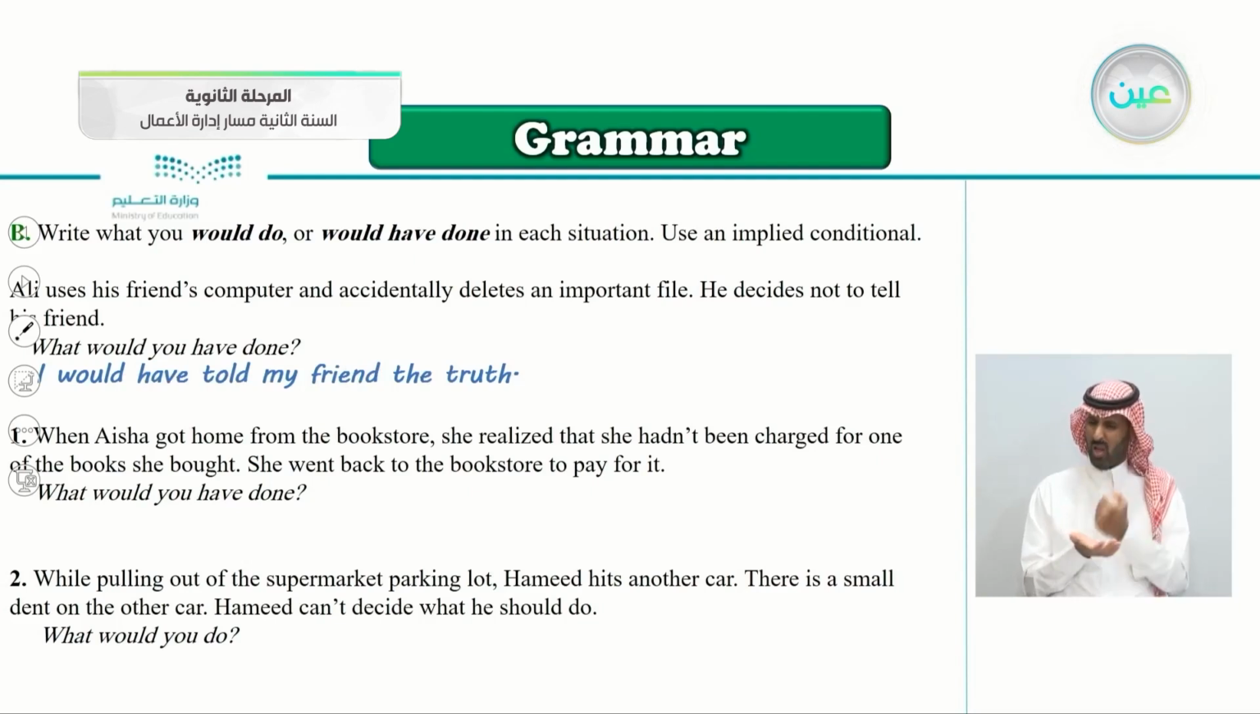So the first situation, when Aisha got home from the bookstore, she realized that she hadn't been charged for one of the books she bought. She went back to the bookstore to pay for it. What would you have done? You realized that one of the books, you didn't pay for it. Aisha went back to the bookstore to pay for it. What would you have done?